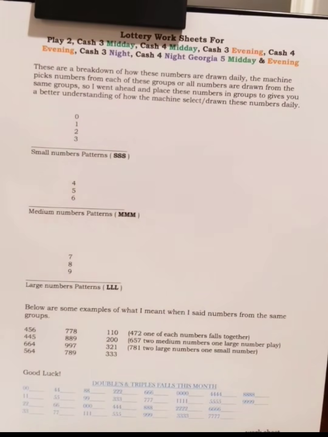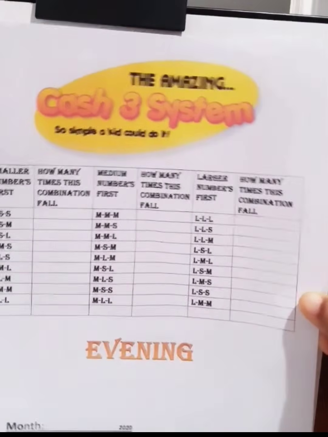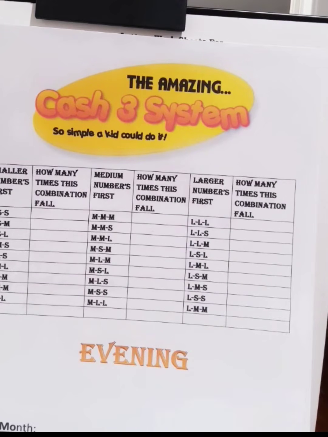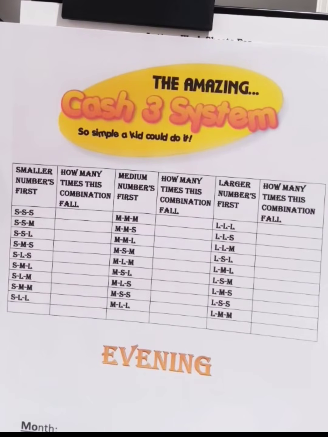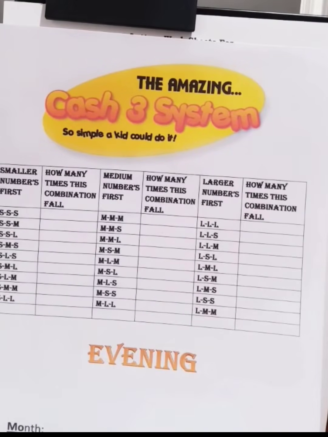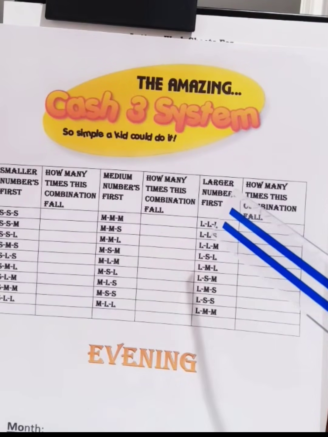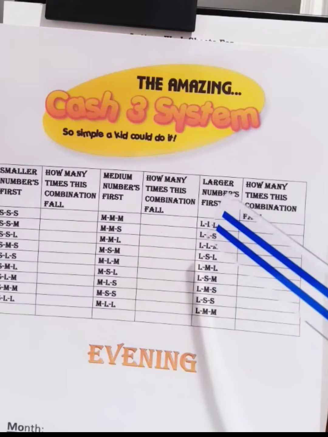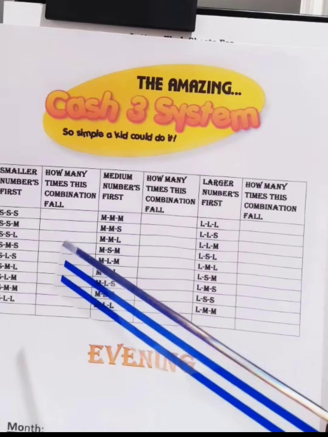Okay. Now the next pattern right here, if you notice, those are the same letters that I just showed you. I just showed you how I break down these numbers. Now, these are just the same letters. These letters represent the same numbers, whether it's a small, a large, or a medium number.